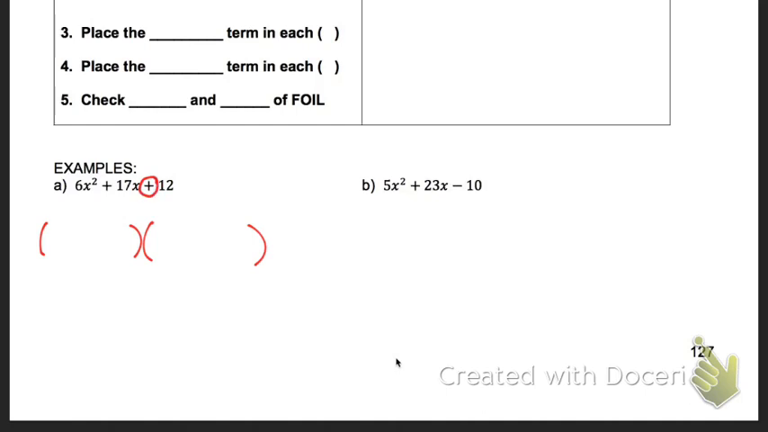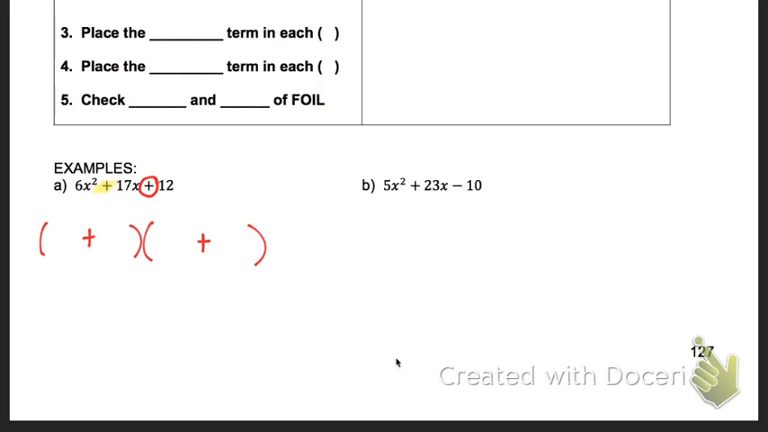I look at my last sign. It's a plus. So that means that they're the same. Once I decide that they're the same, they could either be both plus or both minus. It's easy to decide that because I refer to my first sign and it's a plus. So they're both going to be plus. What's the first term?